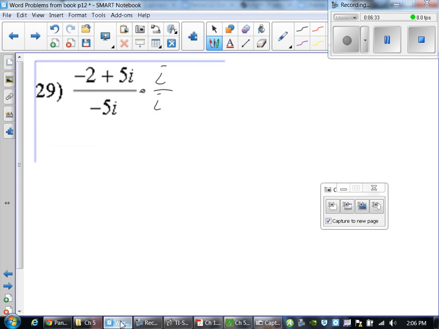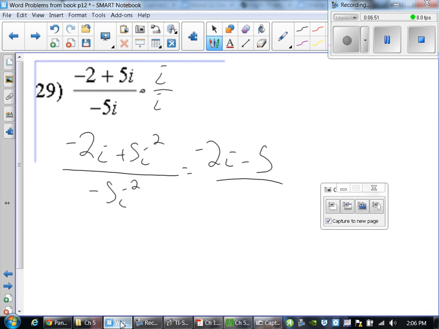So let's finish this one out. We wind up with negative 2i plus 5i squared over negative 5i squared. i squared is negative 1. So I get negative 2i minus 5 all over 5. The correct proper etiquette form of writing that would be the negative 5 first. If you did it, it's not the end of the world.